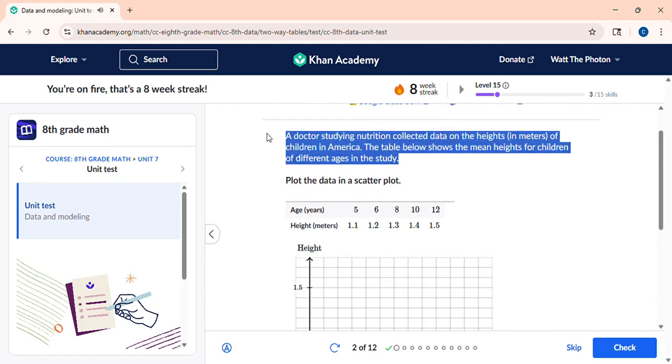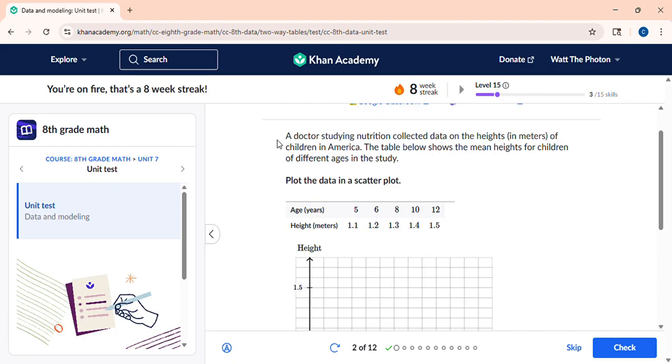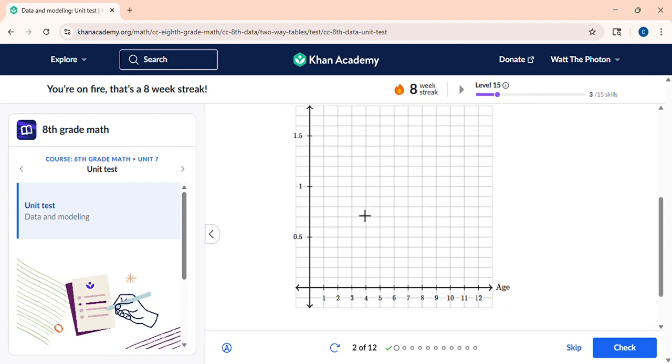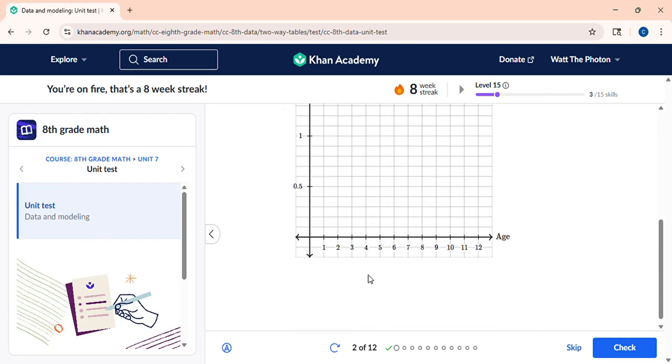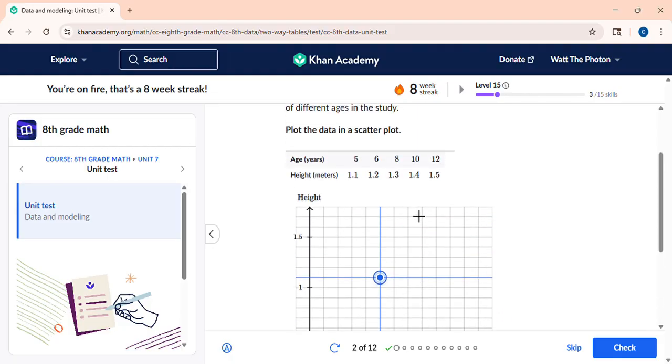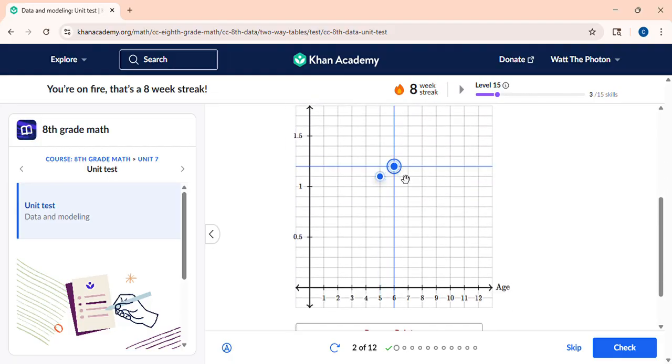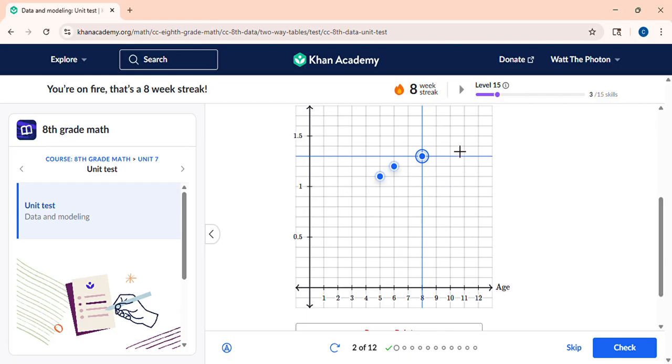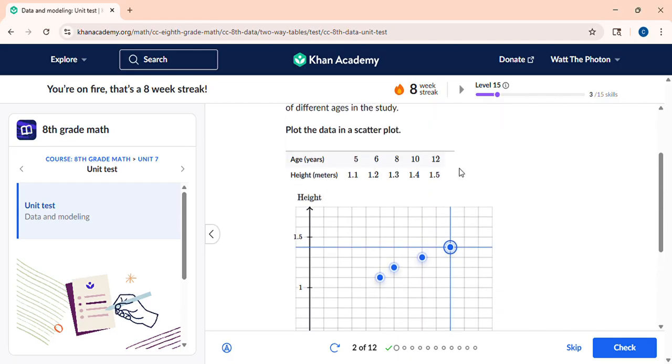A doctor studying nutrition collects data on height. Children in America. The table below shows the mean heights for children of different ages. 5, 6, 8, 10, 12. 5, 1.1. 6, 1.2. 8, 1.3. 10, 1.4. 12, 1.5.